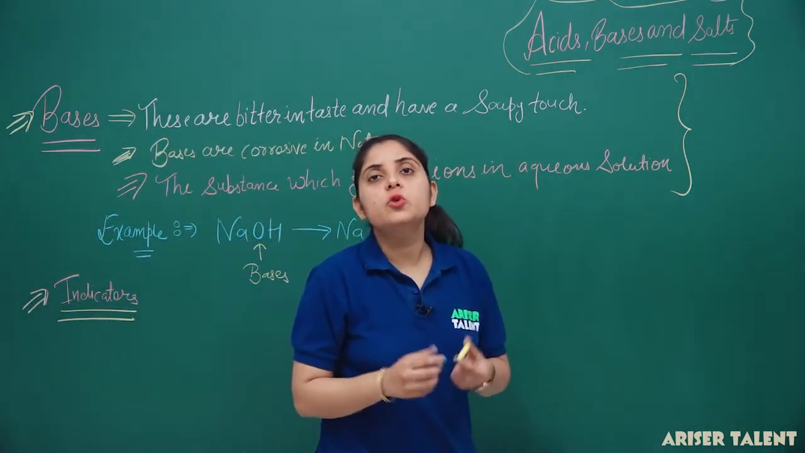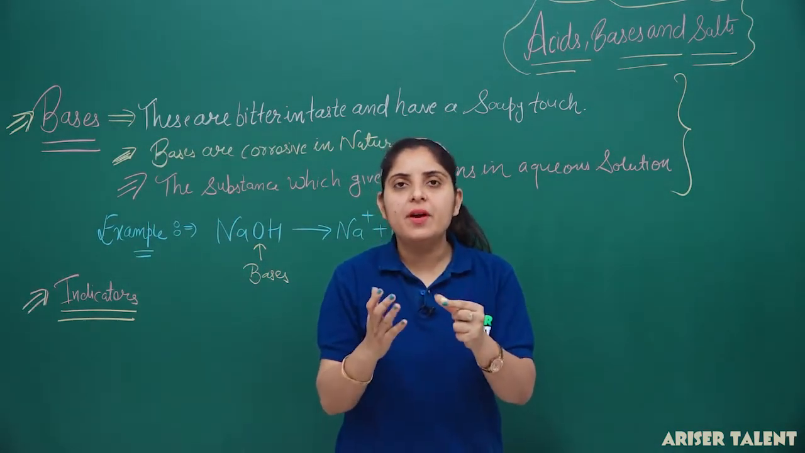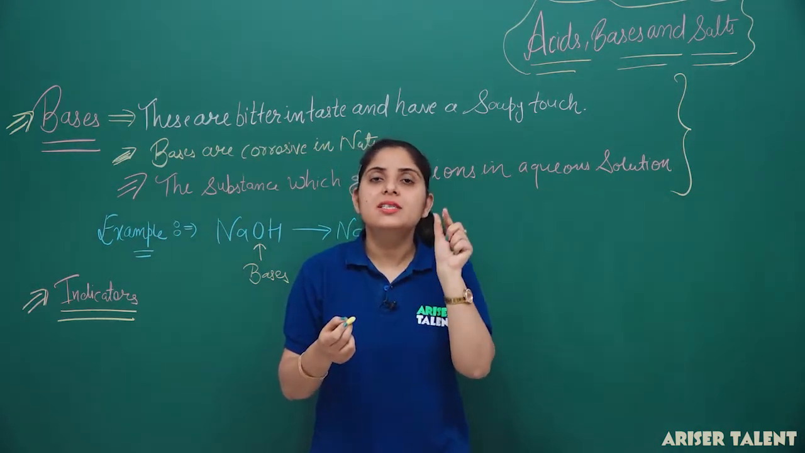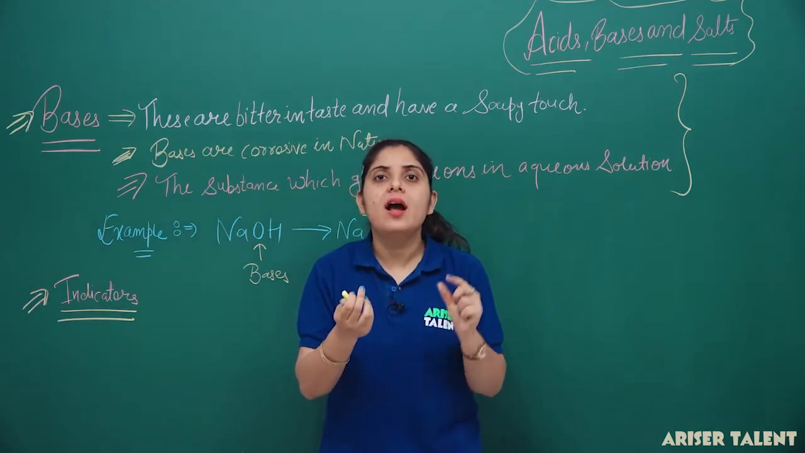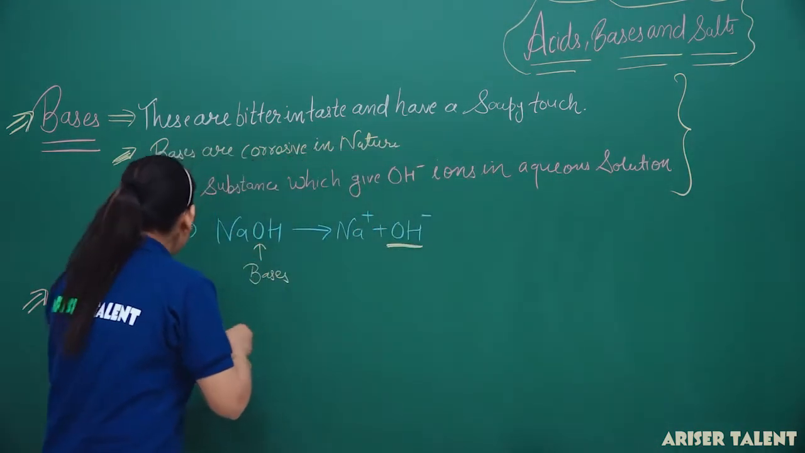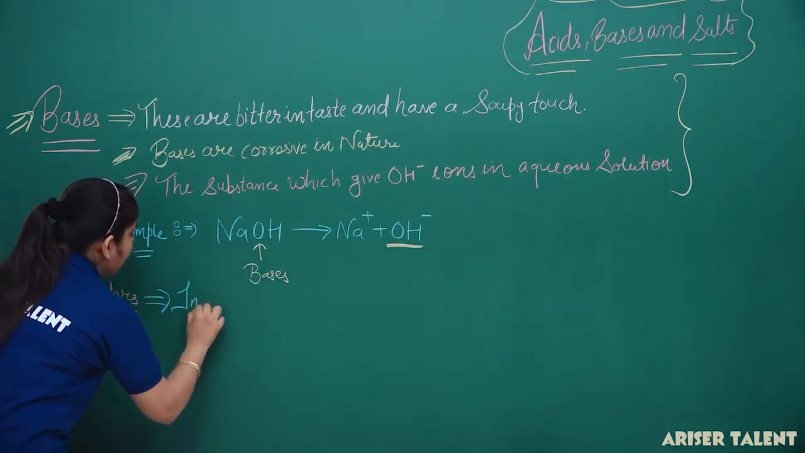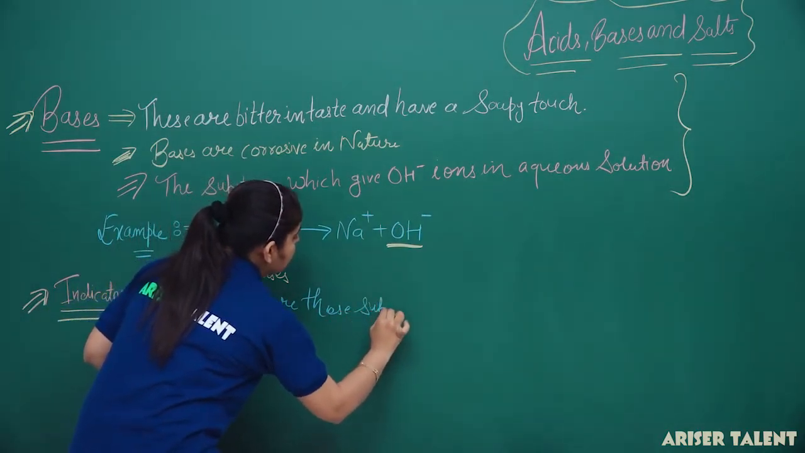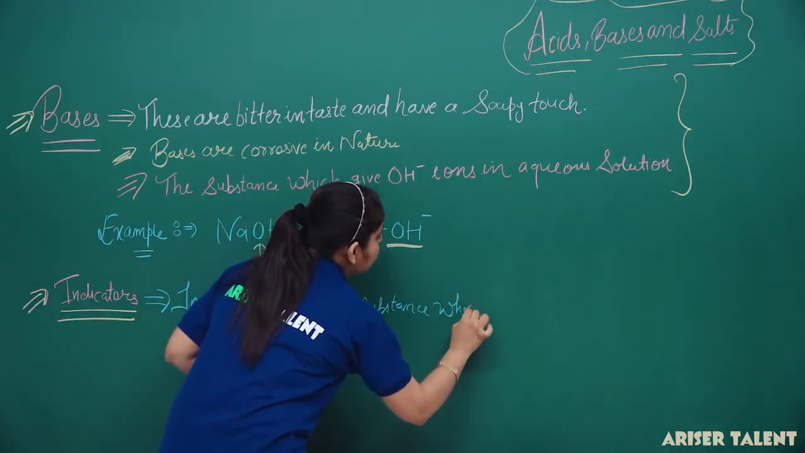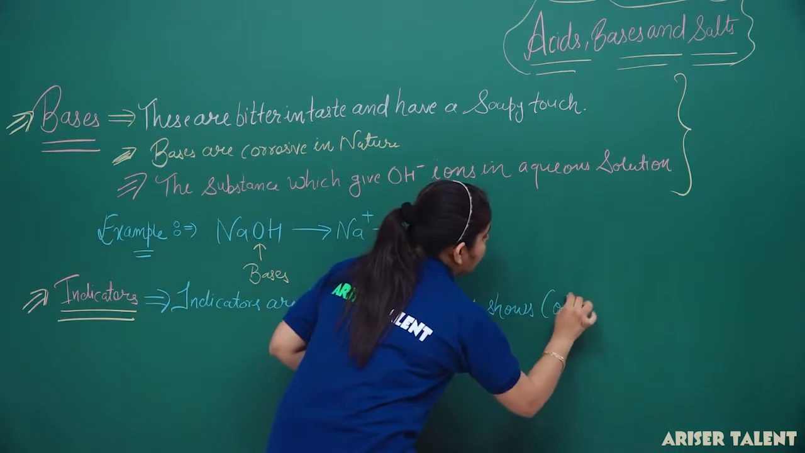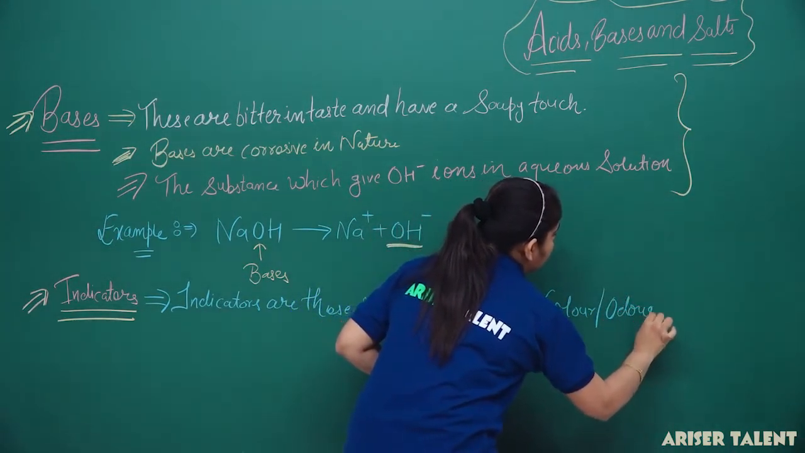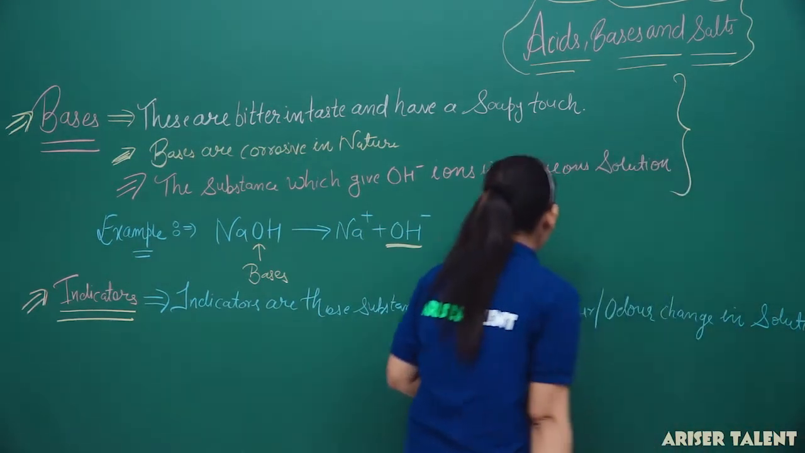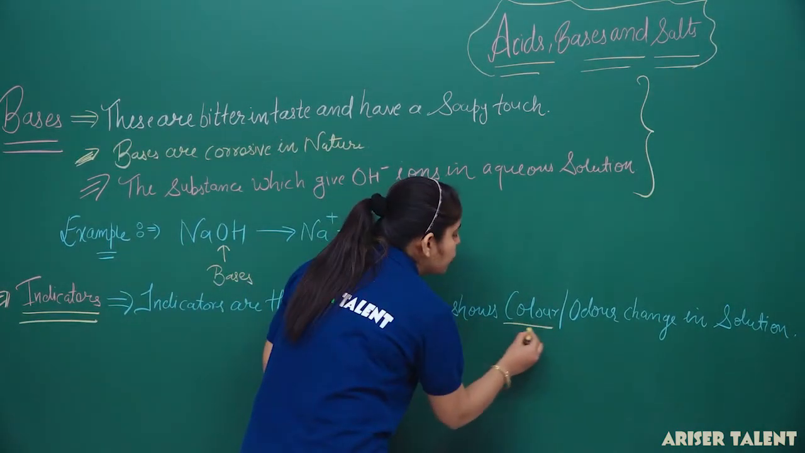Indicators are the substances which are used to test whether a thing is an acid or a base, and these are classified on the basis of two categories: either they show a color change or they show a change in odor. The substances which have the tendency to change the odor in a solution are known as olfactory indicators. So firstly we will discuss indicators. Indicators are those substances which show color or odor change in solution. So they will show either a color change or an odor change in the solution for acids and bases.